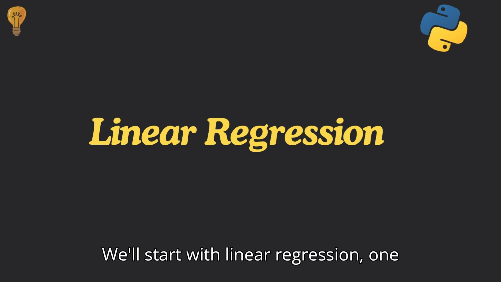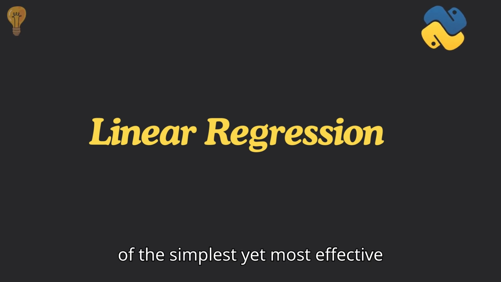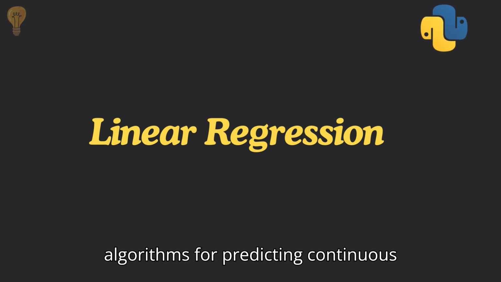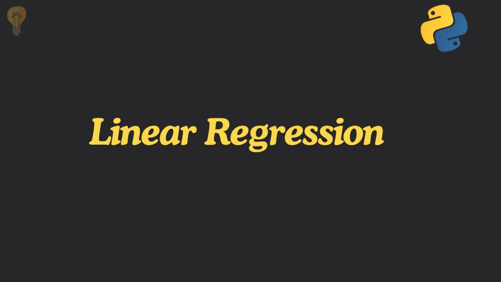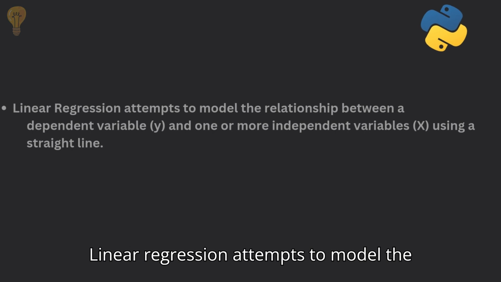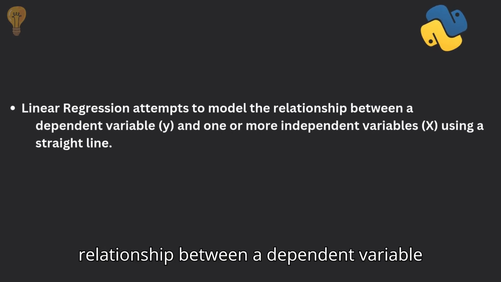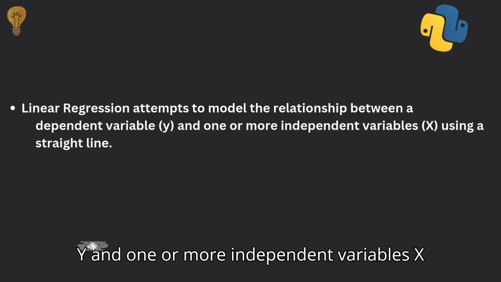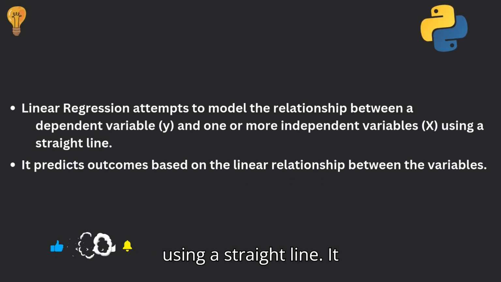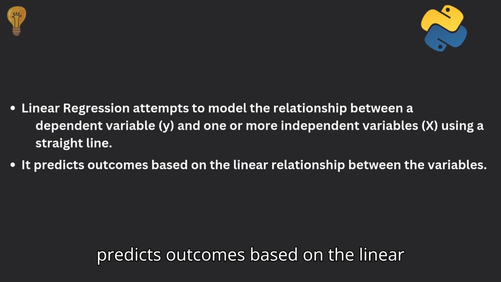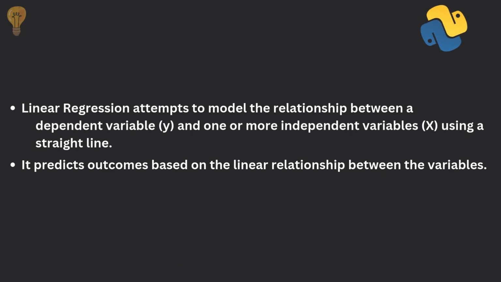We'll start with linear regression, one of the simplest yet most effective algorithms for predicting continuous values based on input data. Linear regression attempts to model the relationship between a dependent variable y and one or more independent variables x using a straight line. It predicts outcomes based on the linear relationship between the variables.